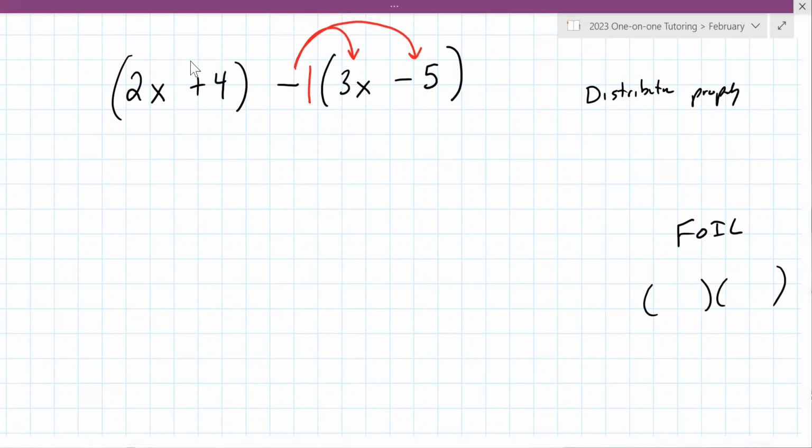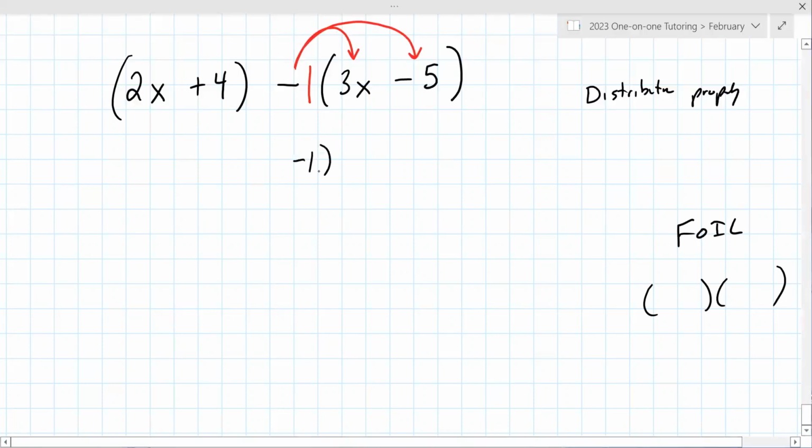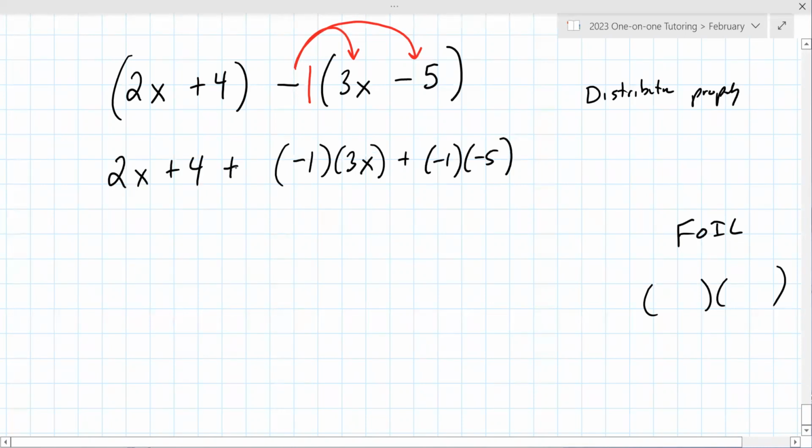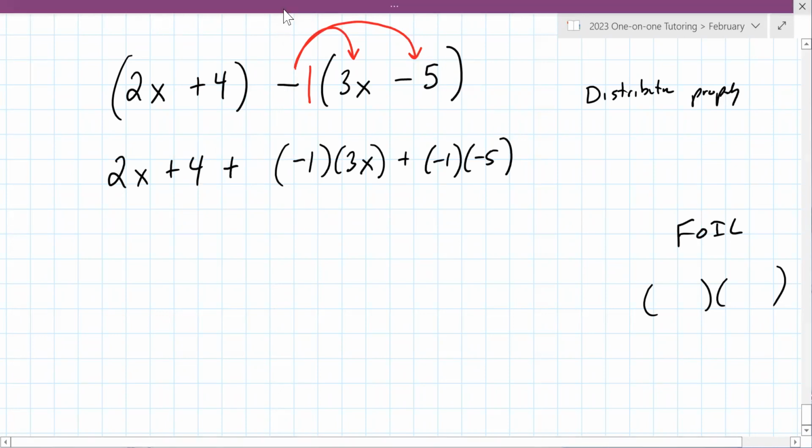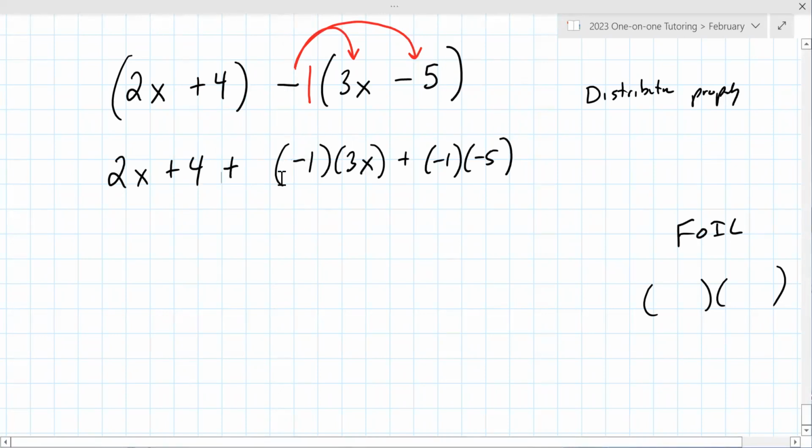Yes, you almost want to write it this way, where it's -1 times 3x plus -1 times -5. See how you're multiplying both of these? And then you just bring the 2x plus 4 down. You don't do anything with the first parentheses, right? Nothing. You only distribute after the second. That's right. So now -1 times 3x is -3x. -1 times -5 is +5.